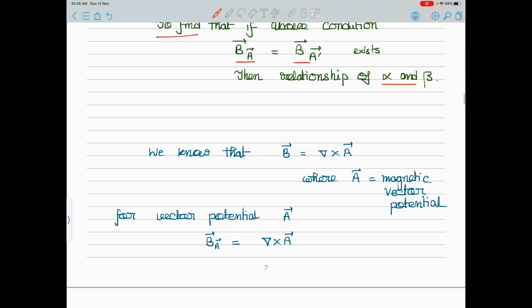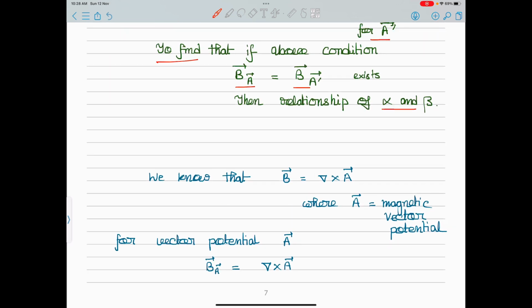Okay. So for that, we simply know that B is equal to del cross A. Where is it coming from? We know Maxwell's second equation: the divergence of B, the magnetic field, is 0. Divergence of a magnetic field is 0, fine. But we also know that the divergence of the curl of some quantity, let us write it A, is also 0. Divergence of a curl is 0. Therefore, this B can be written as del cross A.